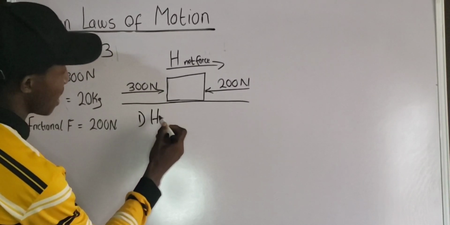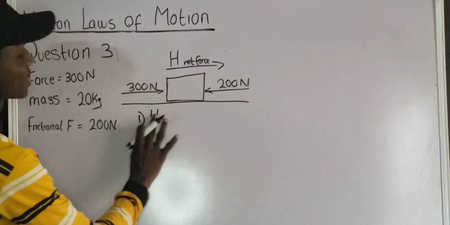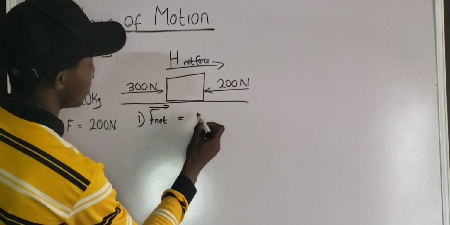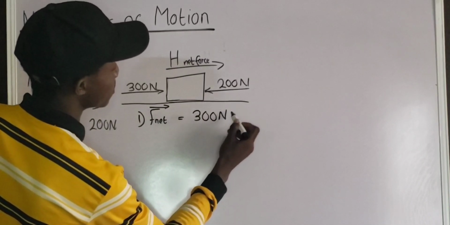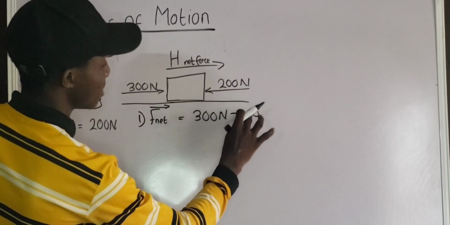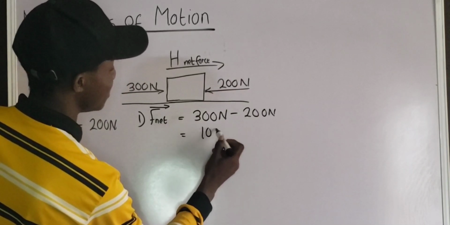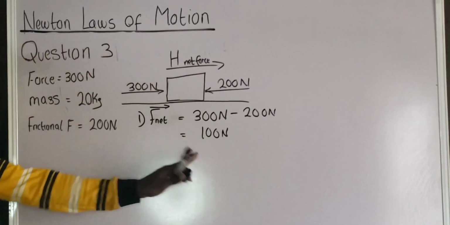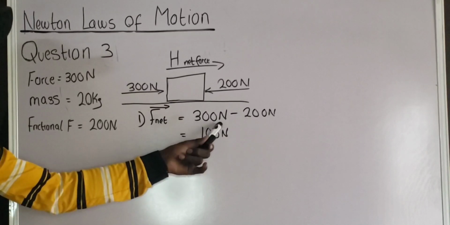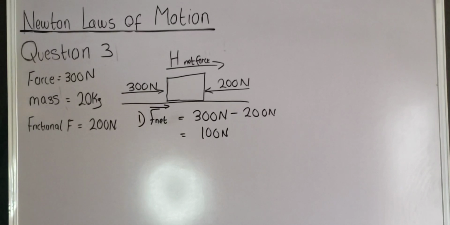Let me just write it in full. The horizontal net force is equal to 300 Newton, that is the applied force, minus the frictional force, that is 200 Newton. So that is 100 Newton. Do you understand how I got this? The net force is the difference between the applied force and the frictional force. Okay, let us proceed to the second question.